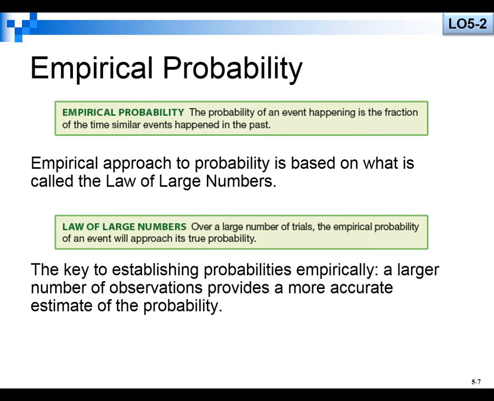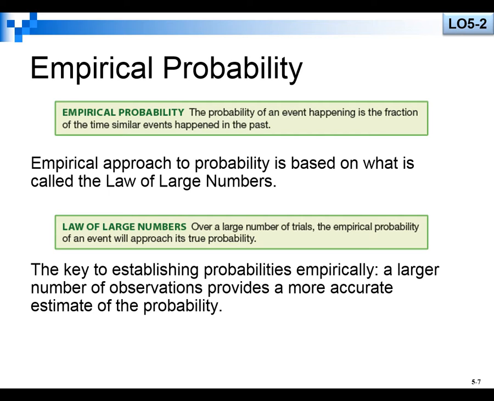Empirical probability takes a look at the past and sees what has happened in similar events in order to predict, or to give us, the probability of an event happening in the future. The empirical approach to probability is based on what's called the law of large numbers, which essentially means over a large number of trials, so the more times we roll the dice, for example, or the more executives that we survey, the empirical probability of an event will approach its true probability.